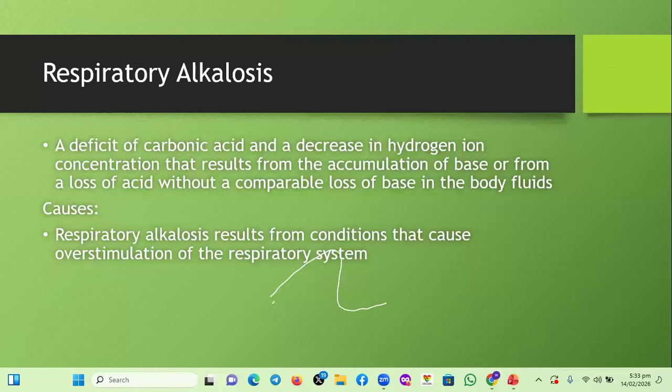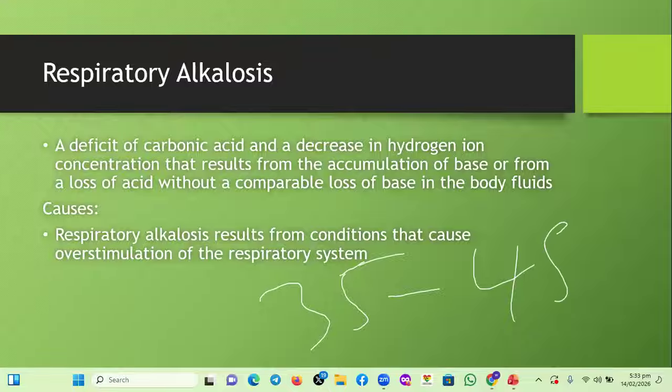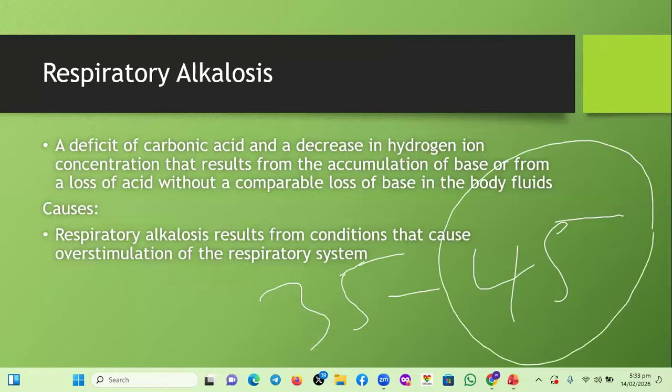So carbon dioxide, let me put the figure here for now. The normal value for carbon dioxide is 35 to 45. Forget about the unit for now. If you have carbon dioxide exceeding 45, let's say 50, we are looking at acidosis. If you have carbon dioxide being less than 35, we are looking at alkalosis together with the pH.